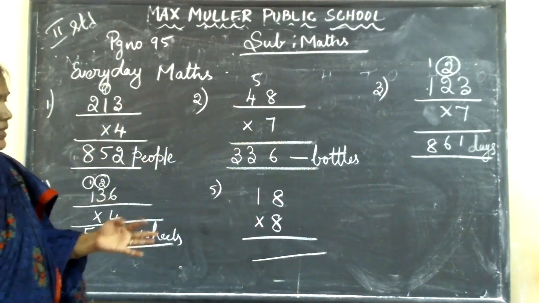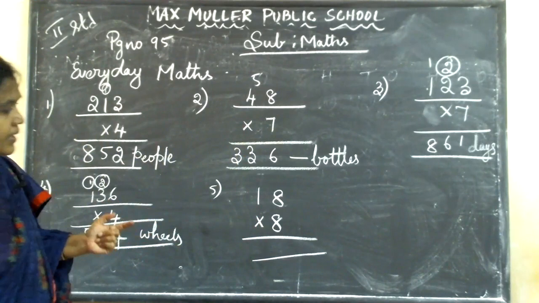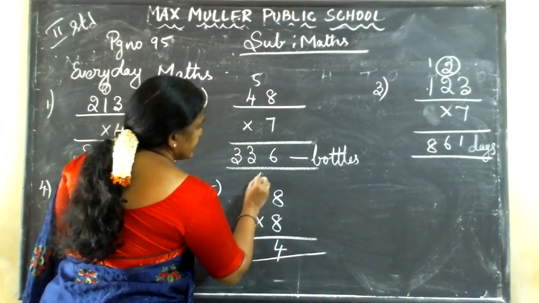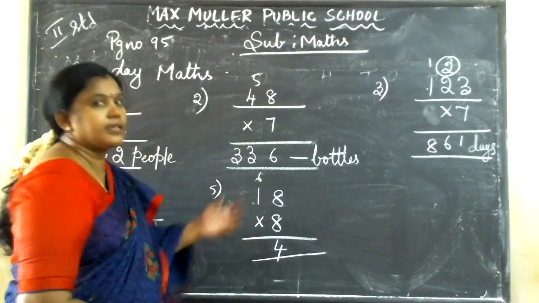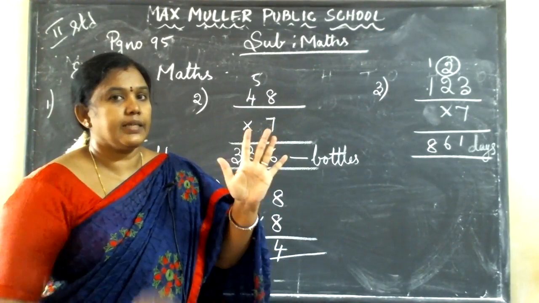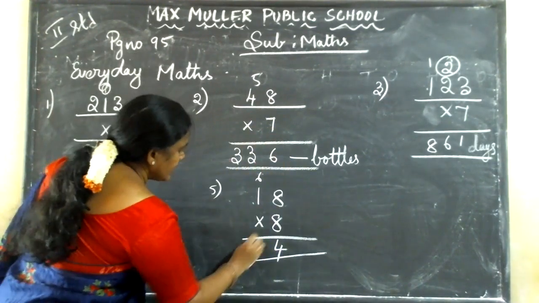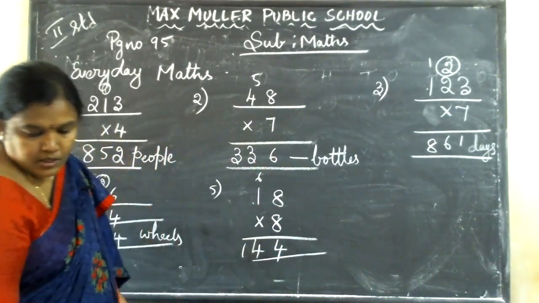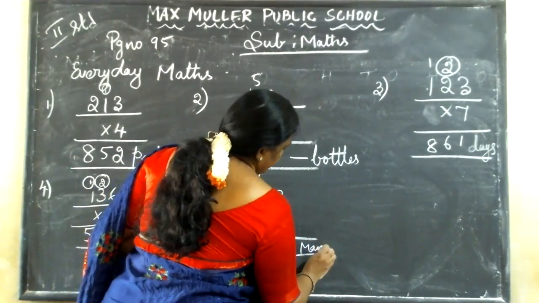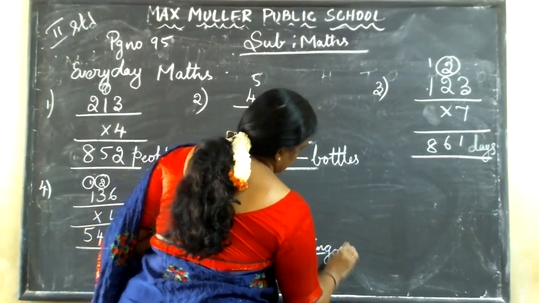7, 58, 59, 60, 61, 62, 63, 64. 8 8s are 64. 6 you write here. 8 1s are 8, 8 plus 6, 9, 10, 11, 12, 13, 14. So 144 mangoes. Total number of mangoes means 144 mangoes.